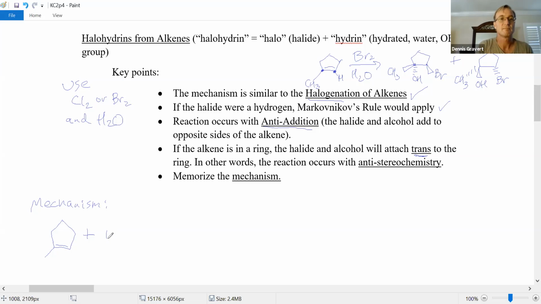So instead of writing Br2, let's show that covalent bond. And the first thing that happened is pi electrons attack this bromine, kick out the other bromine. If you want to put in the lone pairs, you can. You don't need them because my curved arrows don't start on them. So you can choose to leave them out.